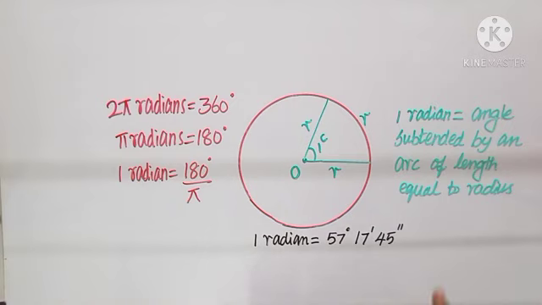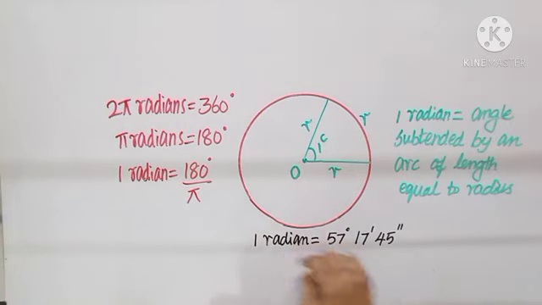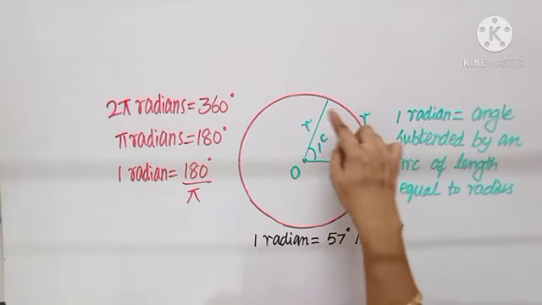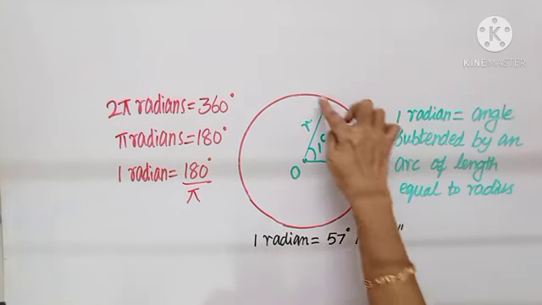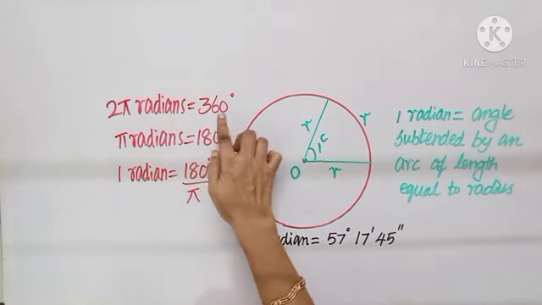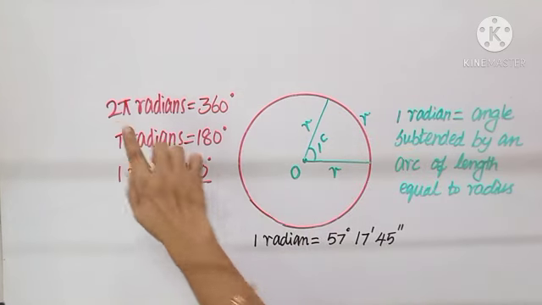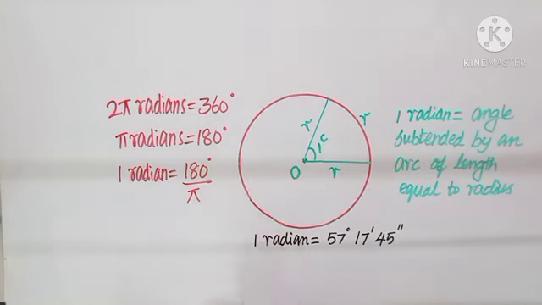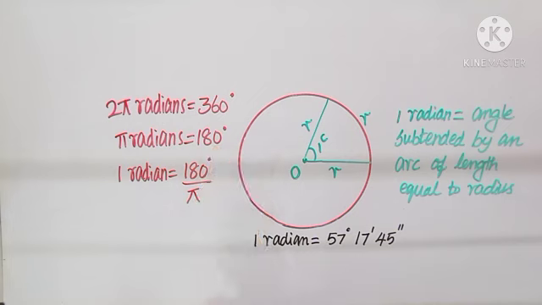Suppose the radius is 1 unit. What is the entire circumference? 2 pi r. The entire circumference, what angle is it equal to? 0, 90, 180, 270, 360. So 2 pi r is 360. We are taking radius to be 1 unit. So 2 pi radians is 360 degrees, and therefore pi radians will be 360 by 2, which is 180 degrees.